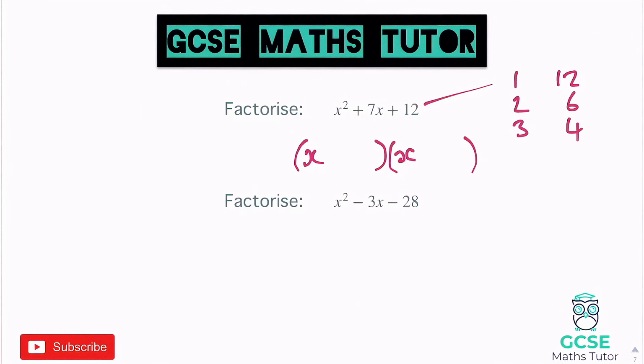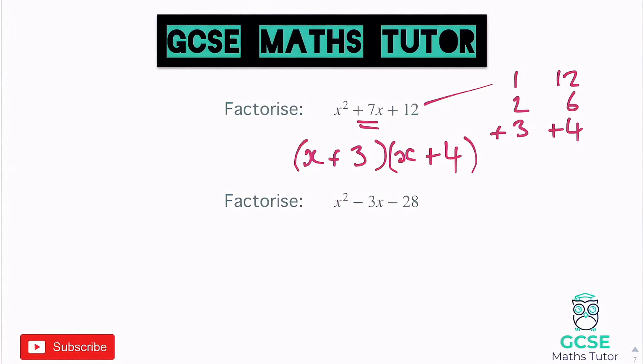Now we just need to have a look at these numbers there, because we've got a 7x in the middle, so they have to add up to make 7x. So 1 and 12, there's no way I can make 7. 2 and 6, I could either make 8 by adding them together, or I could make 4 or minus 4 if I do a minus with one of them. So I'm not going to make 7, but I can make it with 3 and 4. I can have plus 3 and plus 4, and that would make 7. So plus 3 and plus 4, and that would be factorised.